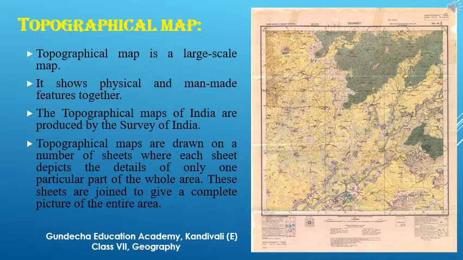The topographical maps of India are produced by the Survey of India. The Survey of India's head office is in Dehradun. Topographical maps are drawn on a number of sheets where each sheet depicts the details of only one particular part of the whole area. These sheets are joined to give a complete picture of the entire area. The map that you can see here is of a small part of Gujarat.